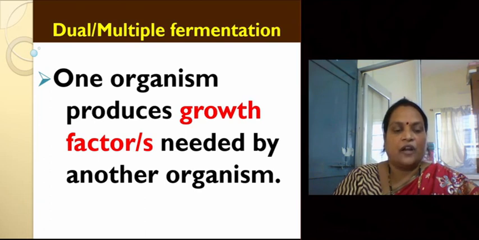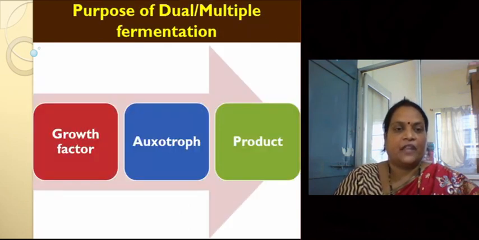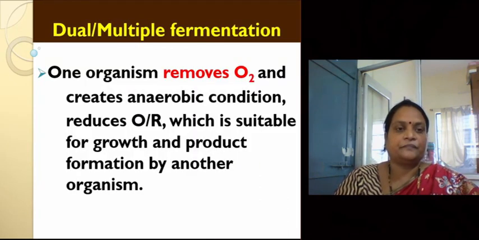So, one organism is added to produce the growth factor. This growth factor will be utilized by the fermentation organism and it will grow and produce the product. Growth factor will be produced by one organism. This growth factor will be used by the auxotroph. Auxotroph will grow and it will give the product.